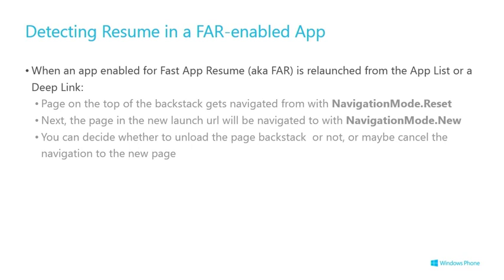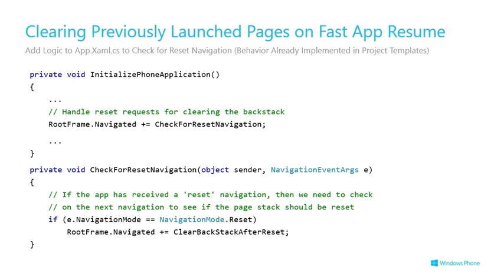First of all, you can detect a fast resume because it comes up with a new navigation mode. We saw NavigationMode.Forward and NavigationMode.Back before. There's a new one called Reset, which you can look for and know you're being fast application resumed. And the actual project templates already have code in there to look for this. This is code taken from App.xaml.cs. You can look at this yourself, just create any new app and have a look at it.